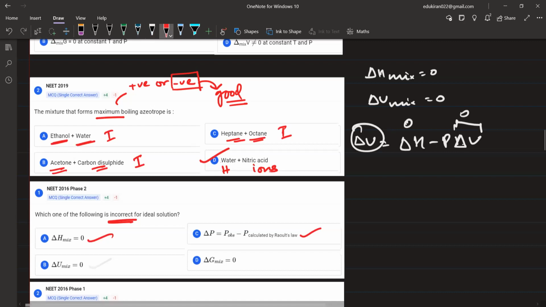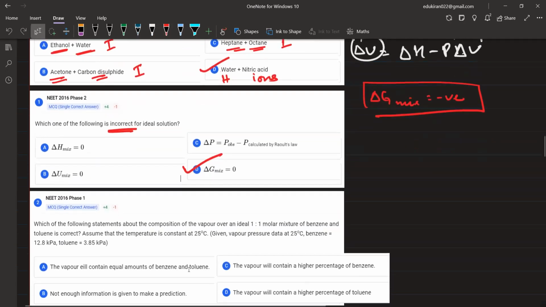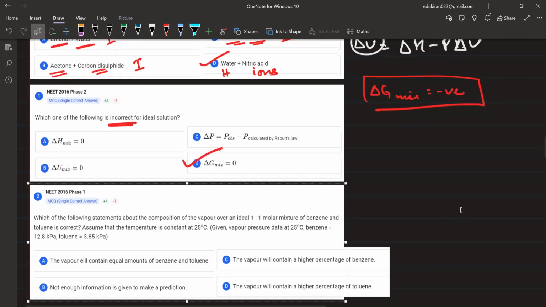Now the only option that is remaining, which is not correct, is delta G mix is not equal to 0. Delta G mix is negative for an ideal solution. It is spontaneous. So this is the correct option. The rest of the statements are correct, so they are not the answer. Okay, write this down. Next question.